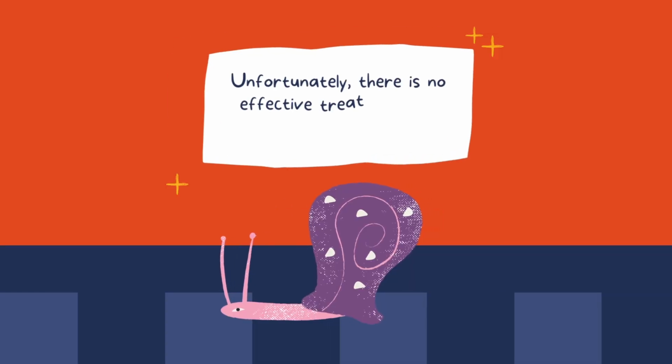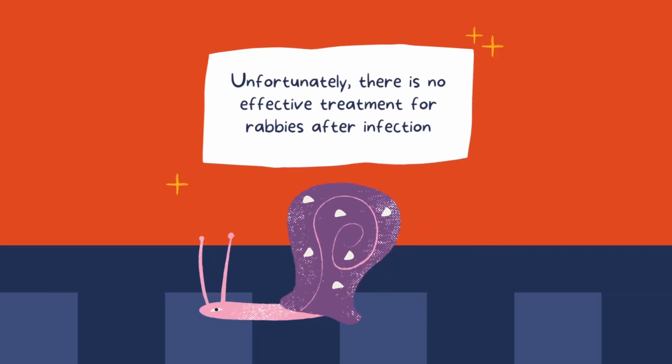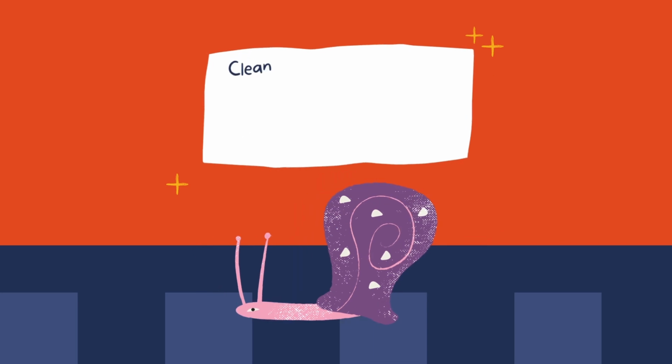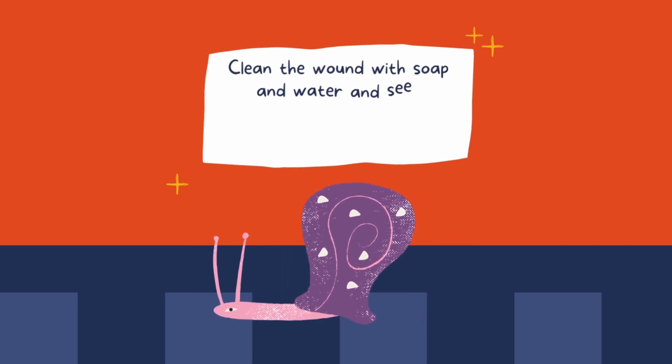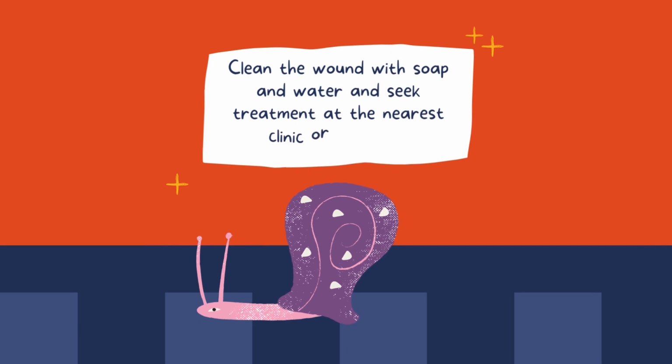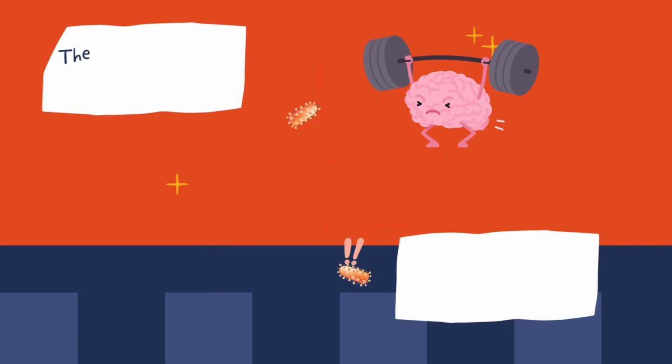Currently, there is no effective treatment for a bite from an animal carrying rabies. Therefore, at the moment of being bitten by an animal, it is essential to immediately clean the wound with soap and water and seek further wound treatment at a nearby clinic or hospital. The primary reason why rabies is incurable is because it is a virus that can spread to the brain.